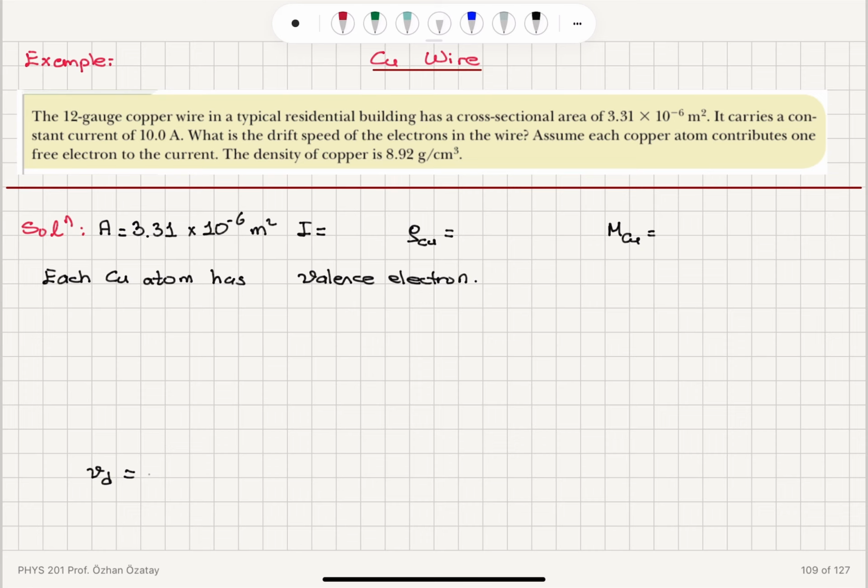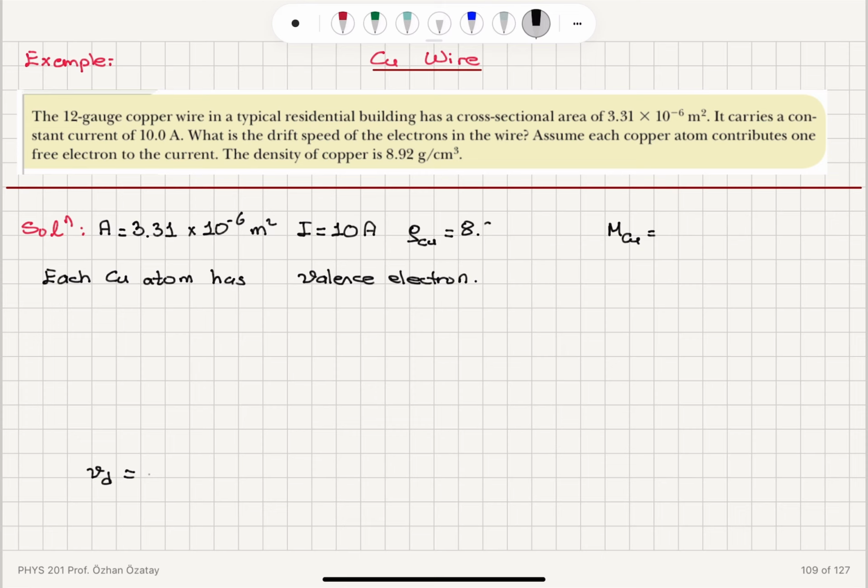It carries a constant current of 10.0 amps. The current it carries is 10 amps. What is the drift speed of the electrons in the wire? Assume each copper atom contributes one free electron to the current. The density of copper is 8.92 grams per centimeter cube.